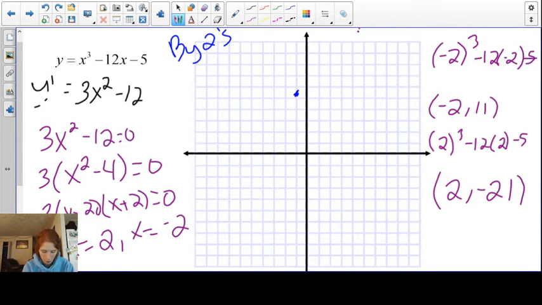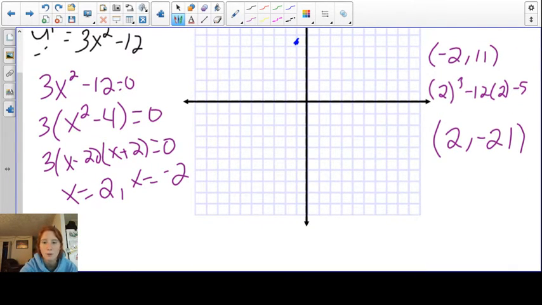And then my next point is 2, negative 21. So I'm going to go to the right one, and then 2, 4, 6, 8, 10, 12, 14, 16, 18, 20, a little bit past my graph. And now I have my 2 points.